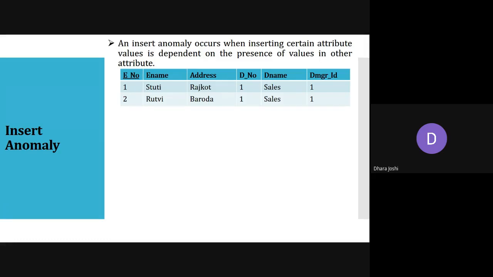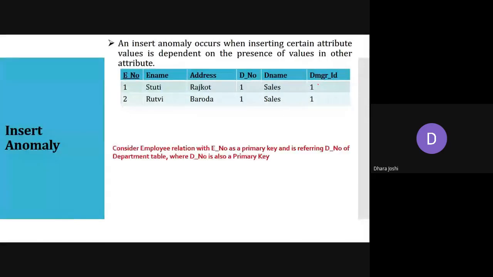Okay. So in this employee table, we know that there are 2 employees, Stuti and Rutvi. Address is Rajkot and Baroda. They are from the same department, which is department number 1, and the department name is sales department. So if they are in the same department, obviously their manager will be the same. So the manager's ID will be 1. Okay.